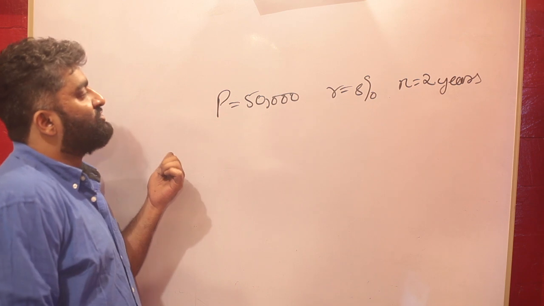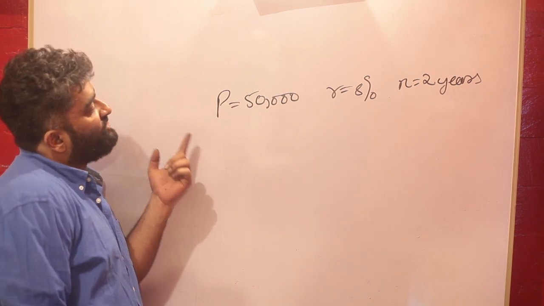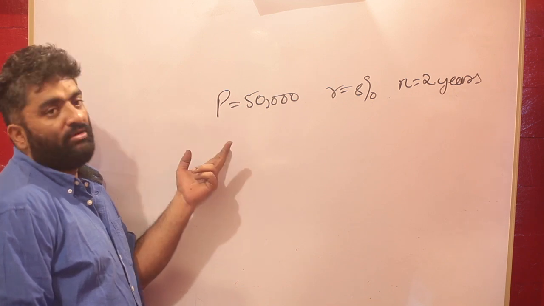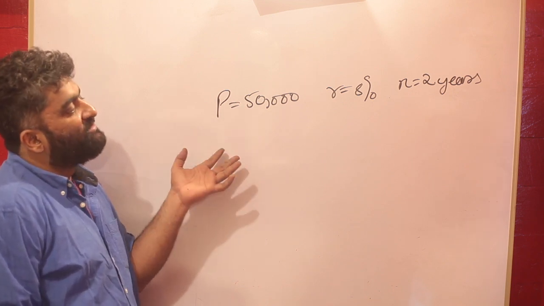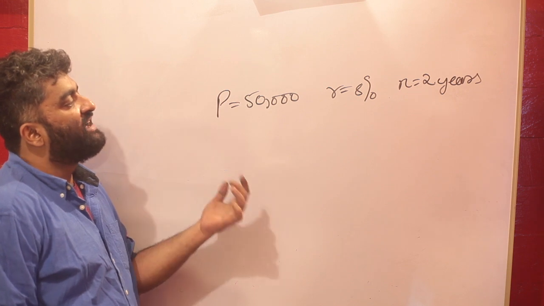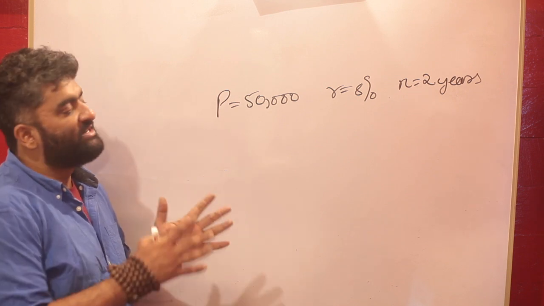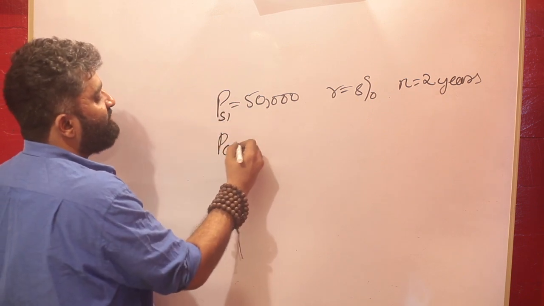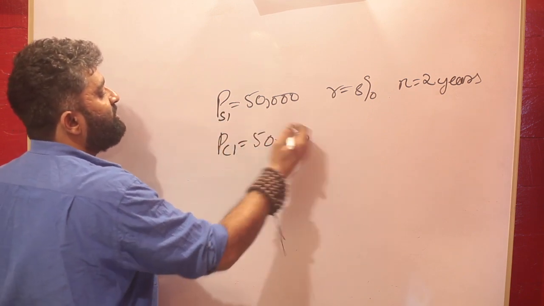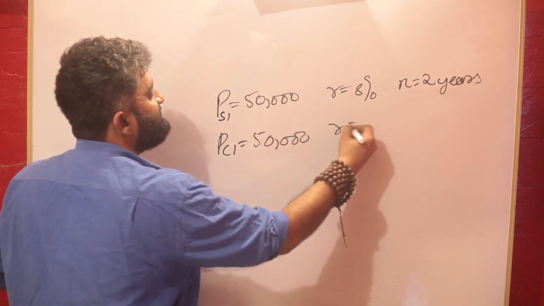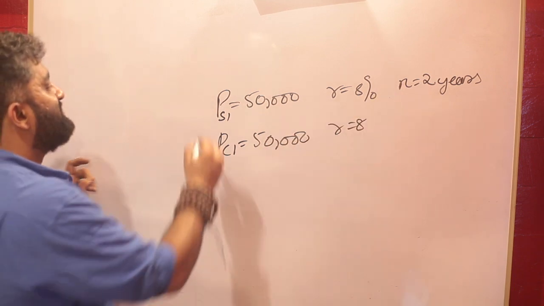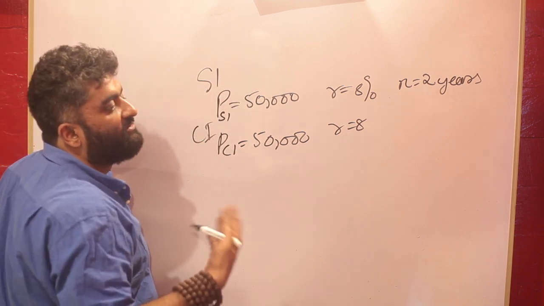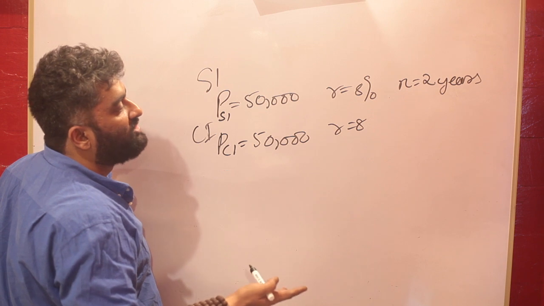So let's apply the concept a little bit. There's a man who invests 50,000 rupees in 2 programs, one at a simple interest rate of 8% and the other at a compound interest rate of 8%. So the principal for SI and the principal for CI, both are 50,000. The principal is the same, the rate is the same, the period is the same. One is SI and the other is CI. And the question is, what is the difference in the interest or the amount after 2 years?